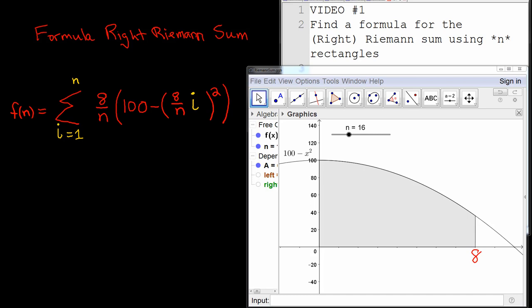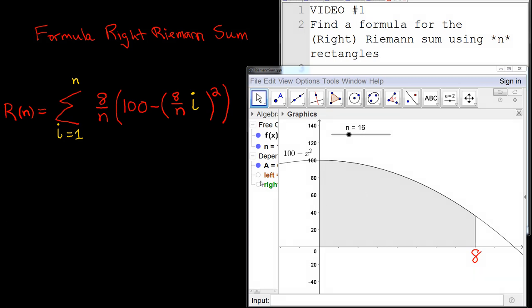And what we did in the last video was we found this formula. And actually, I'm going to change the name of this formula. I called it F before, but why don't we call it R for Riemann sum? Because what this formula is going to tell us is, if you tell me what n is, and you plug it into this formula, and you evaluate the sum, you get the area of the Riemann sum.